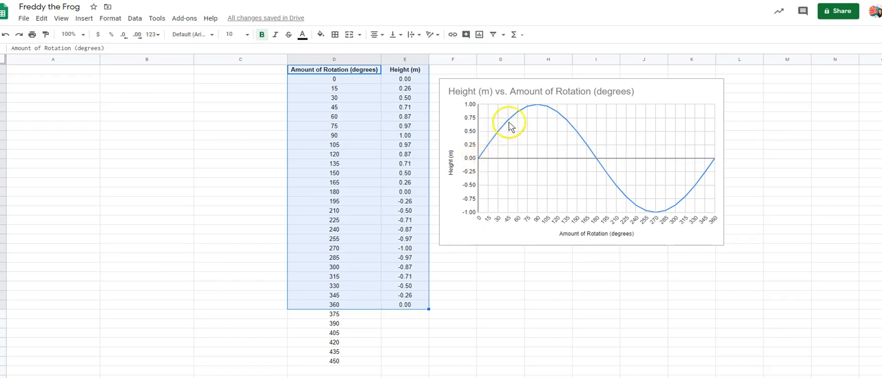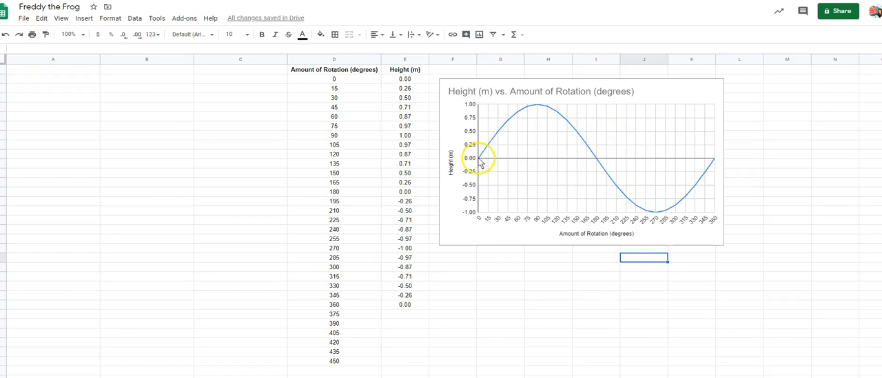The next key point would be at 90 degrees. At 90 degrees, Freddy is at his maximum, which is 1 meter. The next key point would be at 180 degrees. So at 180 degrees, his height would be 0, and he would be on the axis. And at 270 degrees, the next key point here, his height would be at -1, and the last key point at 360 degrees, his height would be at 0. So the same key points exist.